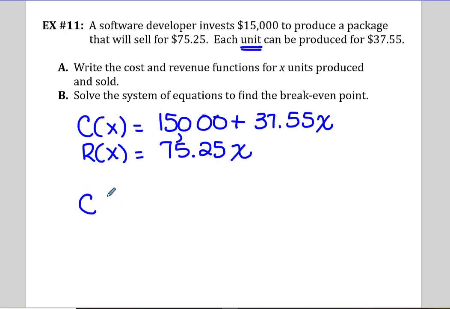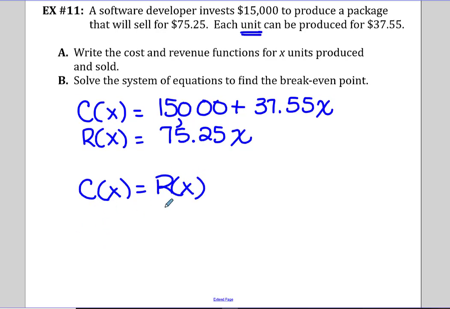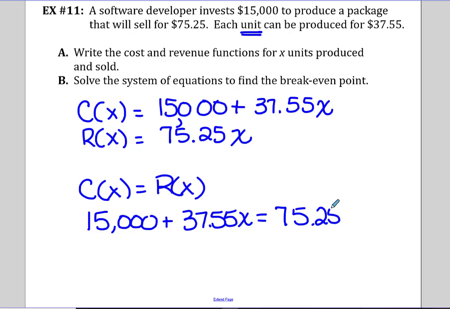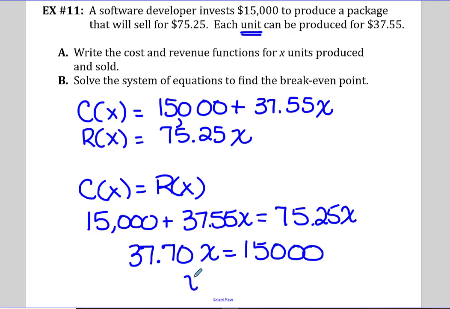So part B, when will cost equal revenue? That's how they know they've got to make this many and sell this many to break even. And then after that, they've made a profit. So 15,000 plus 37.55x is equal to 75.25x. So collecting like terms, the x's, that's 37.70x is equal to 15,000. And on my calculator, I get something like that.